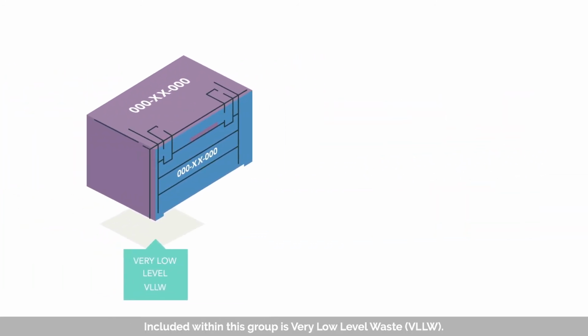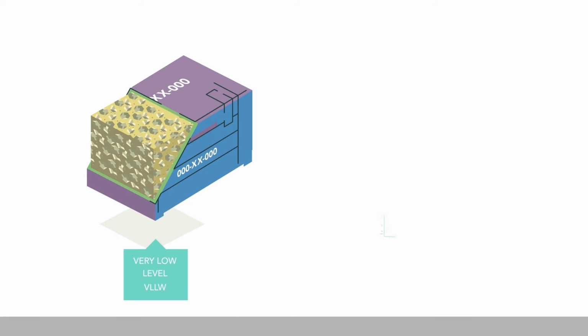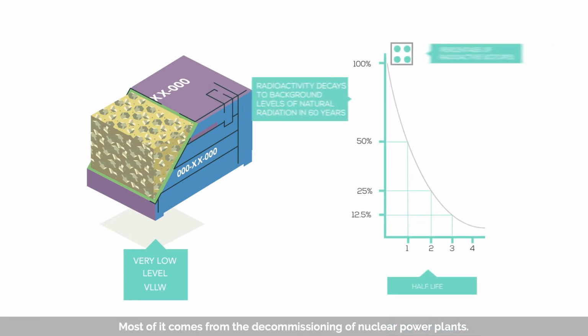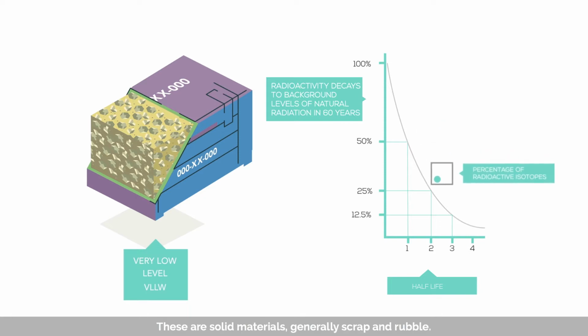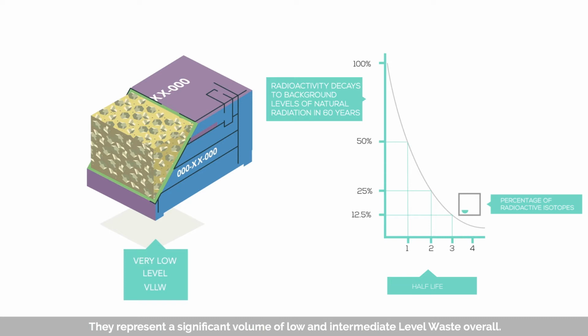Included within this group is very low-level waste. Most of it comes from the decommissioning of nuclear power plants. These are solid materials, generally scrap and rubble. They represent a significant volume of low and intermediate level waste overall.